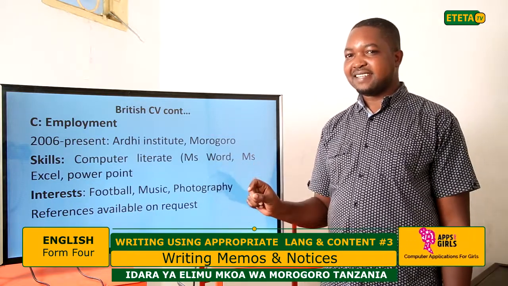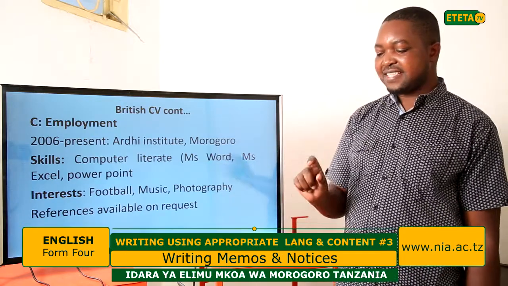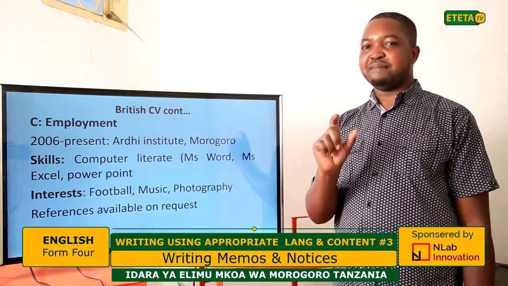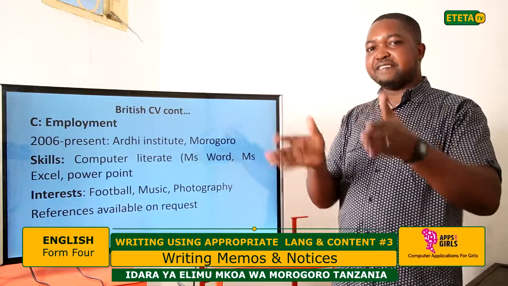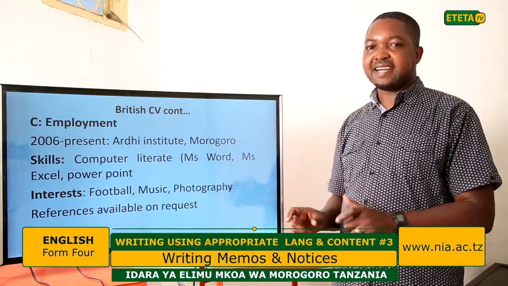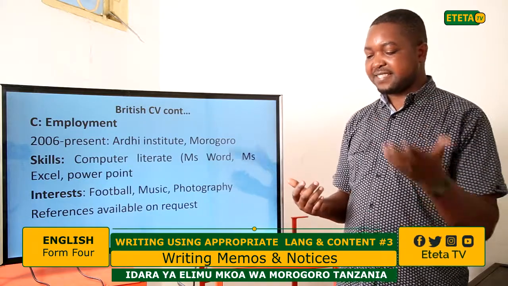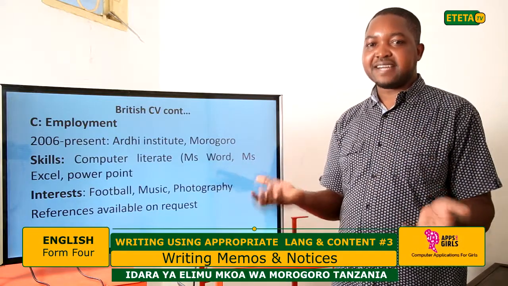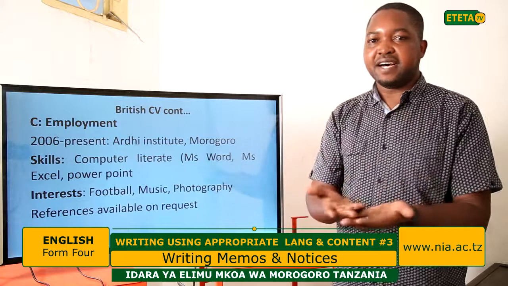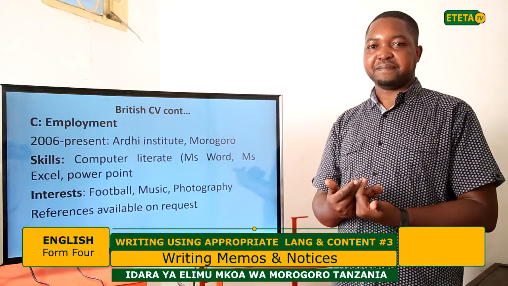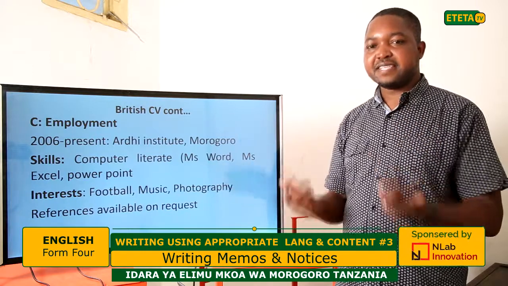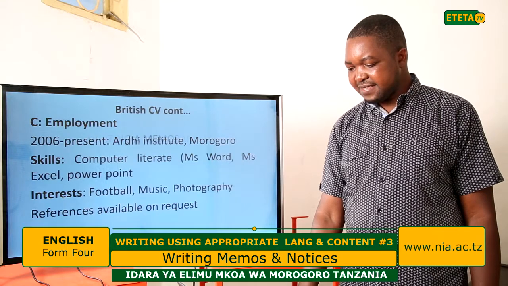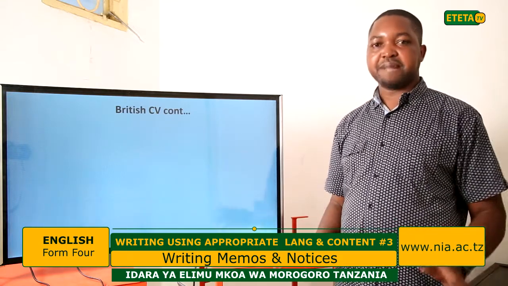With the British style, they can write references available on request. It's unlike the American style, where the referees have to be mentioned. With the British style, down there you can write references available on request. What does it mean? That if they need details about referees, then you are ready to hand the information to them. References or referees available on request. So that is how you can write down the two types of CVs.